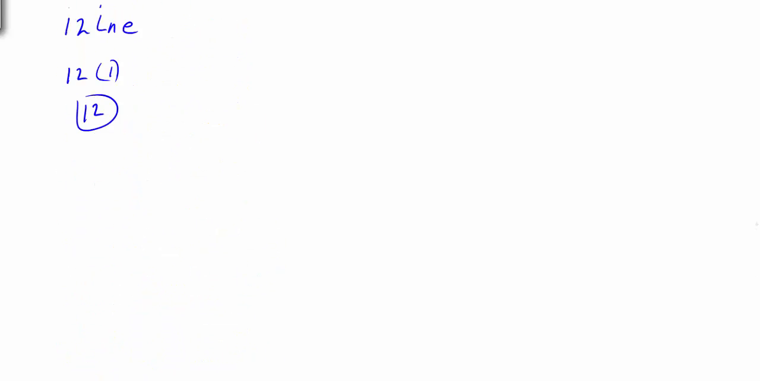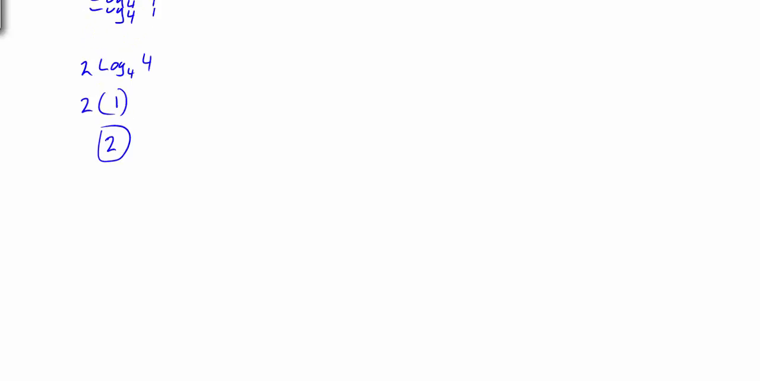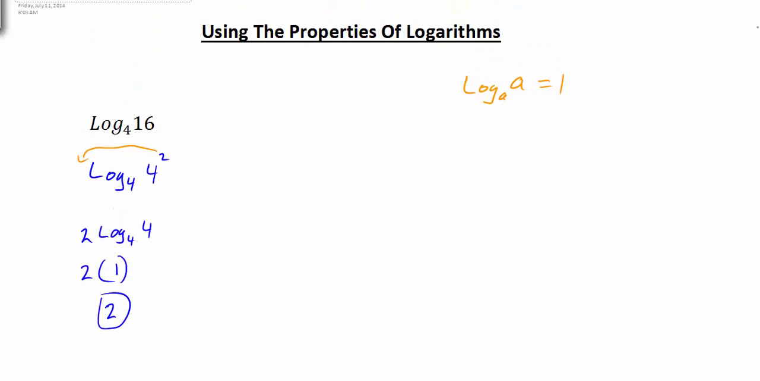So here's just a few examples of how we can use our properties of logarithms to rewrite and evaluate logs that have bases other than 10. Now, if you notice, I want to go back to this first example here. We had log base 4 of 16. We were able to rewrite this as 4 squared, but I want to show you another technique we could have used here. Log base 4 of 16.